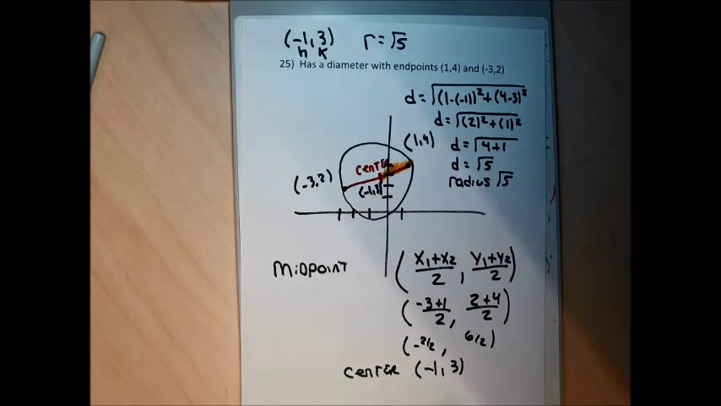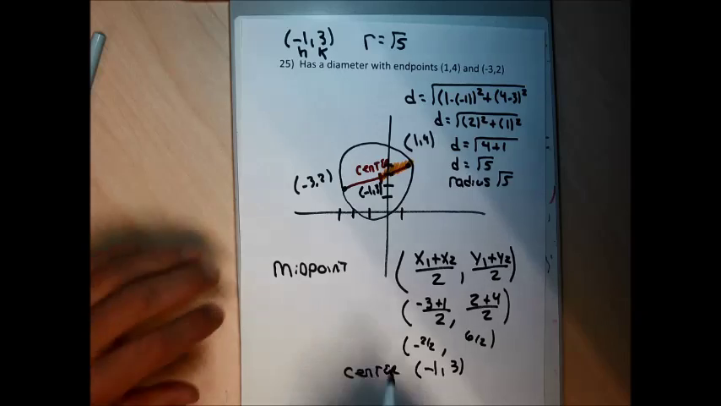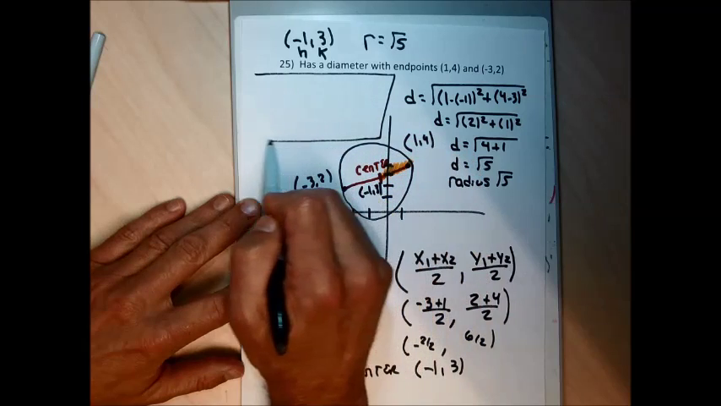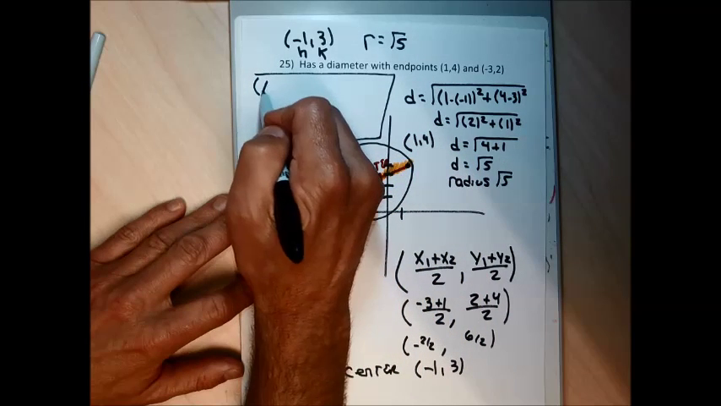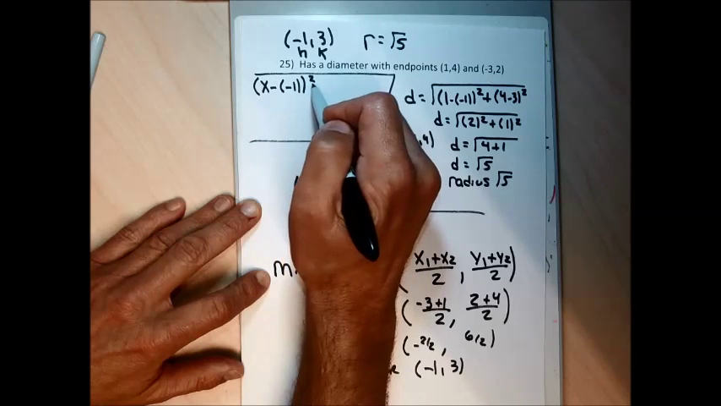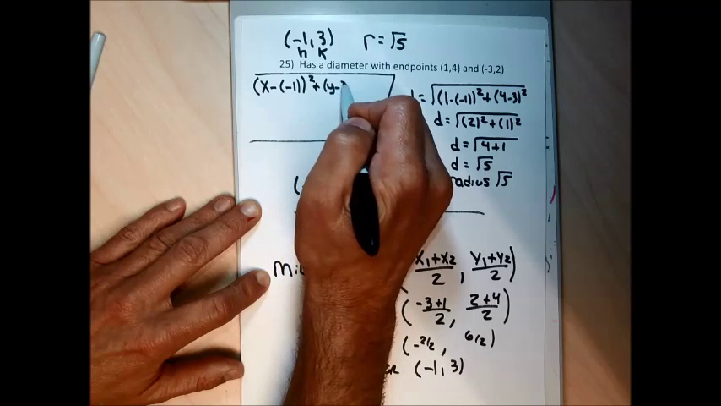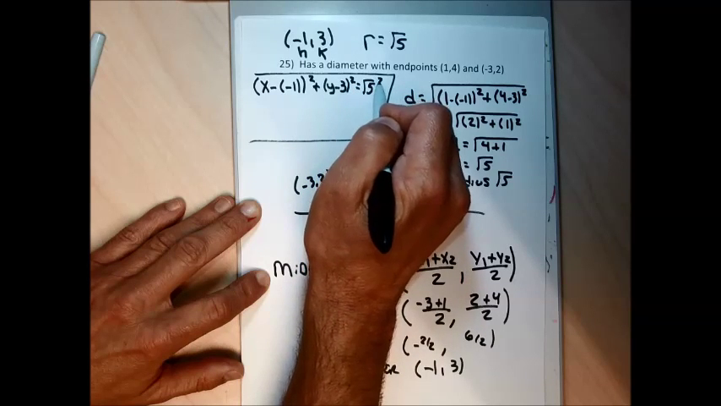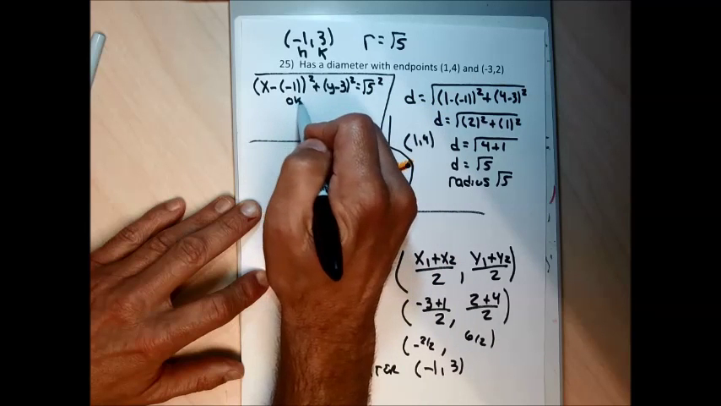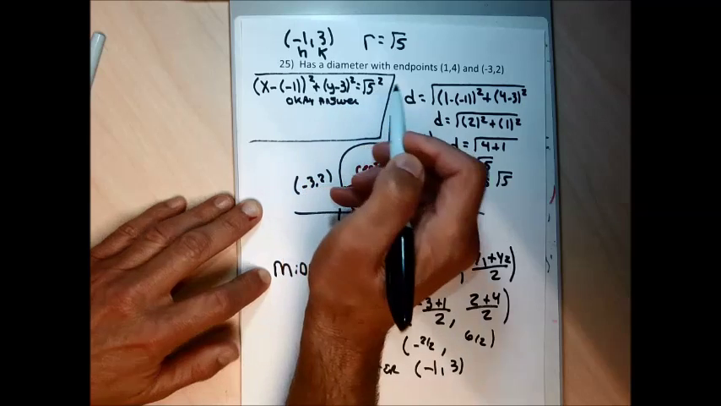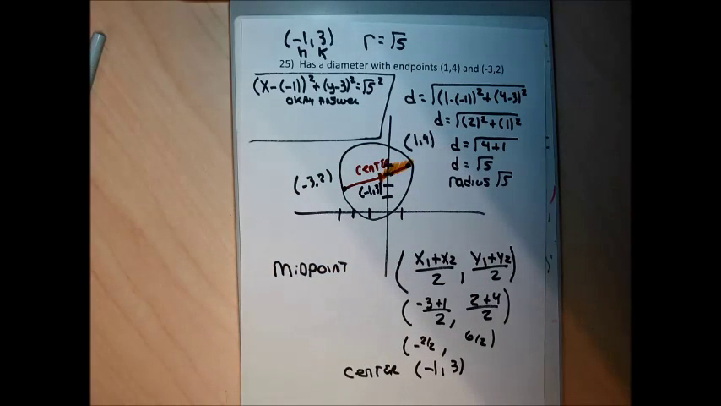So now that I have my information, the center and the radius, I can give you an answer, the equation of this circle, by going (x - h)² + (y - k)² = r². So this would be an okay answer, because it fits perfectly. It has a center of (-1, 3) and a radius of the square root of 5.